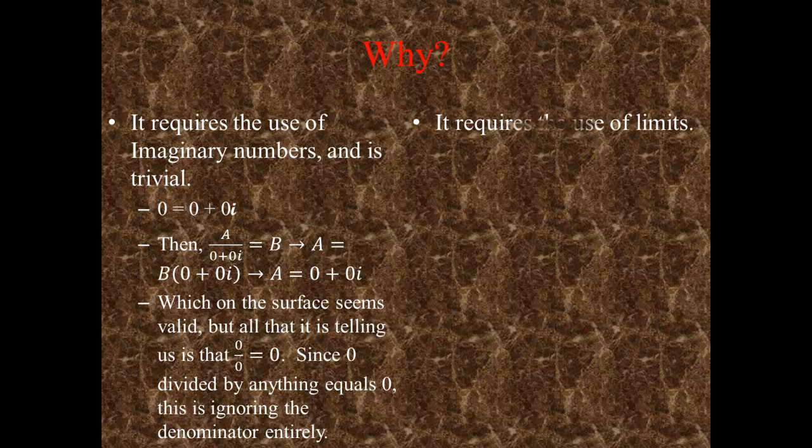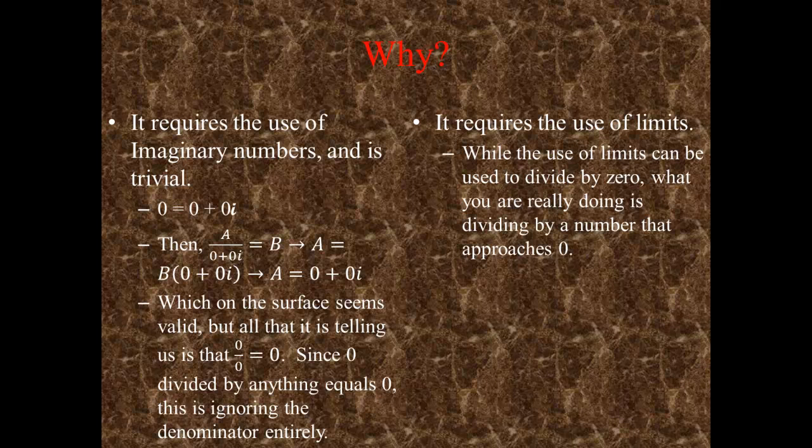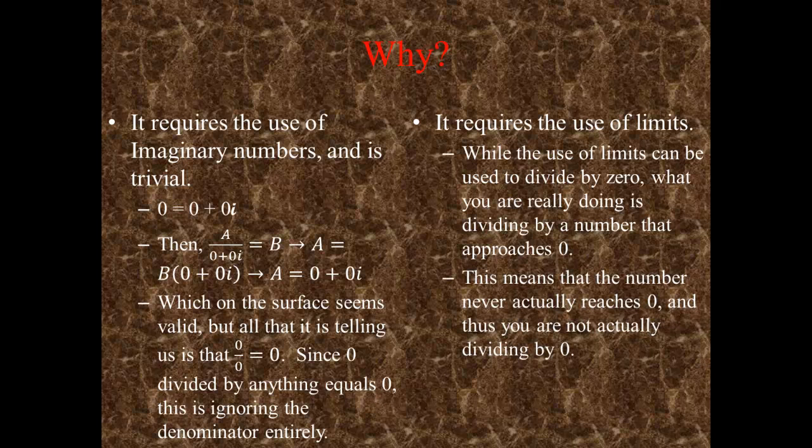Now, it requires the use of limits. While the use of limits can be used to divide by 0, what you are really doing is dividing by a number that is approaching 0. This means that the number never actually reaches 0, and therefore you are not actually dividing by 0.